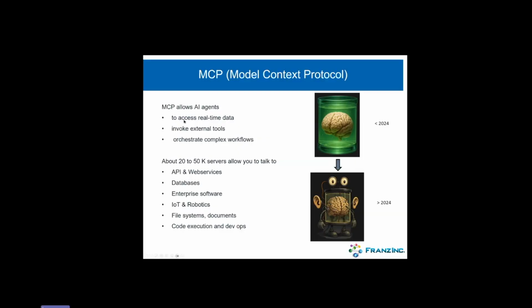And if you want to go a little bit more technical, MCP allows AI agents to access real-time data, invoke external tools, and orchestrate complex workflows. And I just looked up, there are now about 20 to 50,000 servers that people host somewhere that you can talk to. So basically there's an LLM here, right? Then there is a server, a bridge in the middle, one that, for example, lets you talk to your Gmail, right? So there's an MCP agent for your Gmail, but there's also one to talk to an Oracle database.